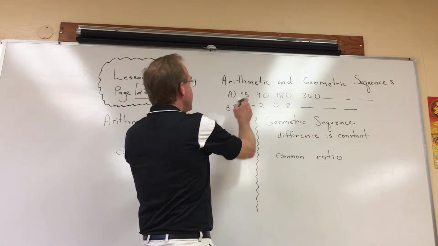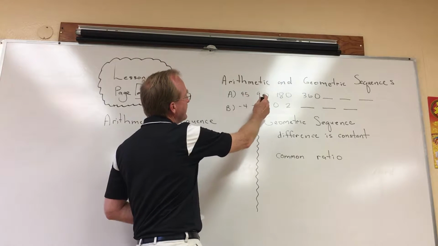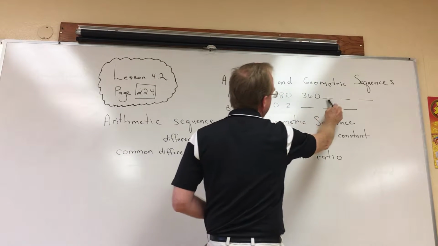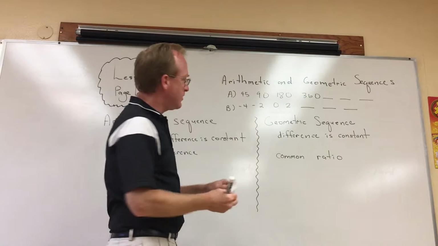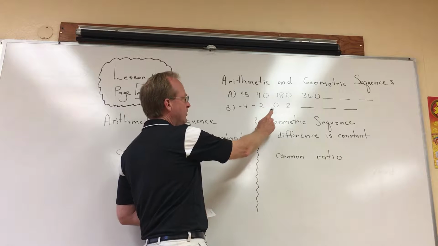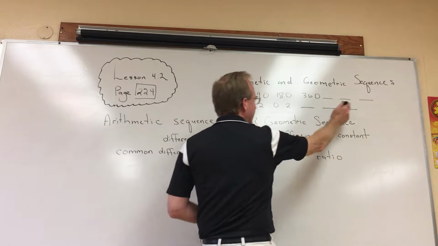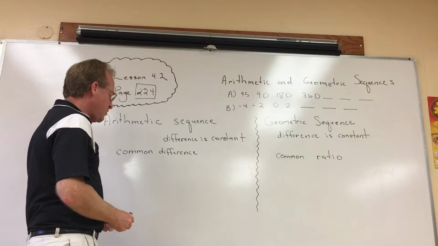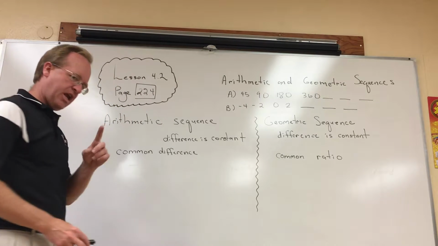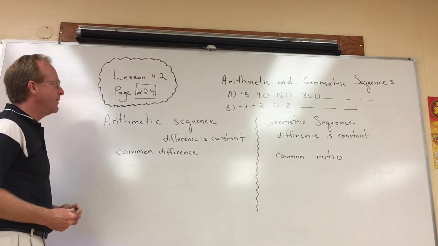And you can see A, your first problem, 45, 90, 180, 360. You're supposed to figure out the next three. You got B is going to be -4, -2, 0, 2. And you're supposed to figure out the next three and answer some questions. Before we do that, let me give you some hints and some vocabulary.